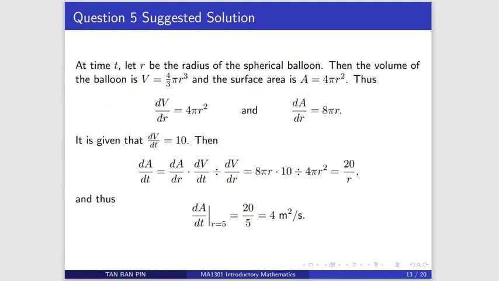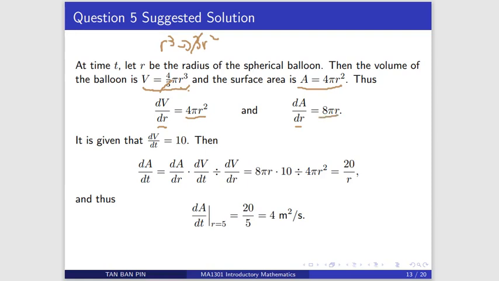you can first find dV/dr. dV/dr means you differentiate r cubed, which gives you 3r squared. So the 3 and the 3 will cancel to give you 4 pi r squared. So dV/dr is 4 pi r squared. A is 4 pi r squared, so you can find dA/dr, which is 8 pi r.